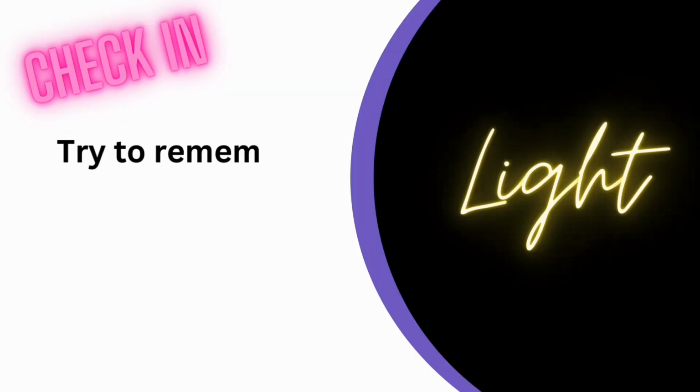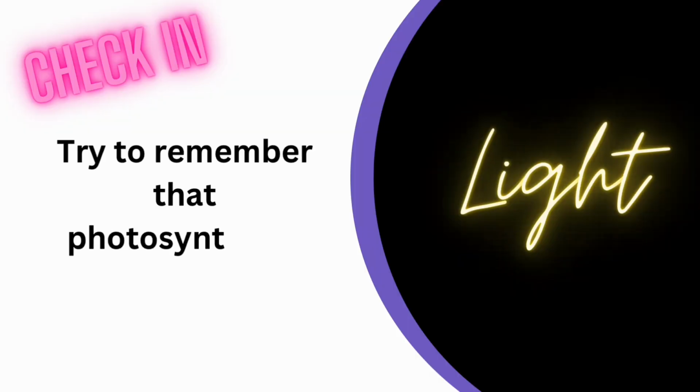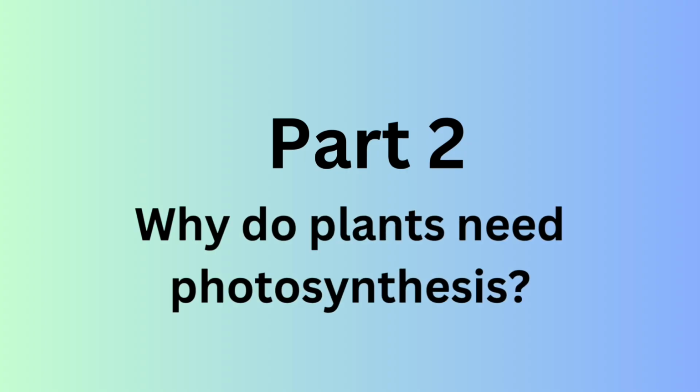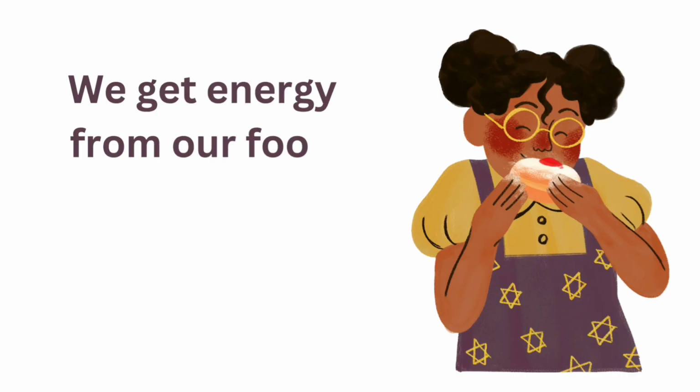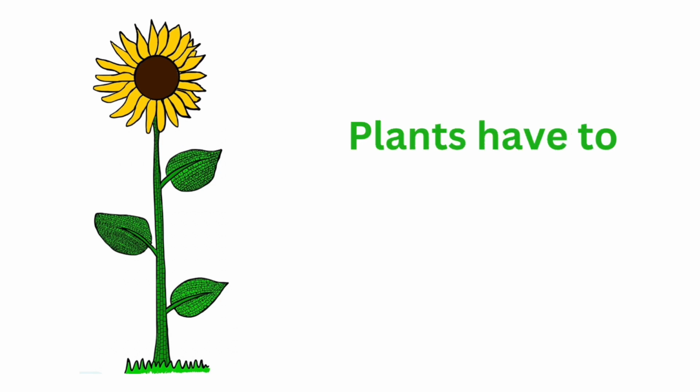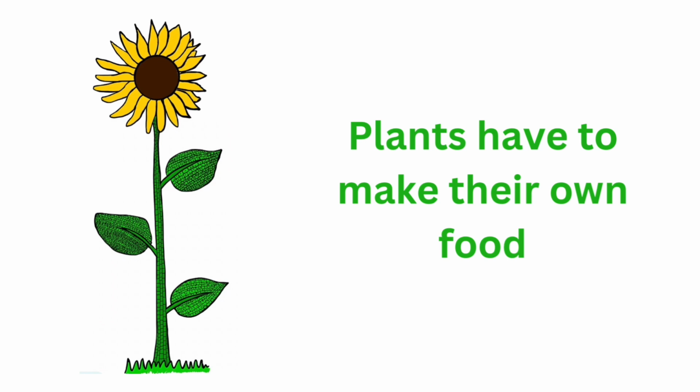So hopefully by now you can remember one key fact, and that is that photosynthesis needs light. In the next part of the video, we'll look at why plants need to do photosynthesis. As we've discussed in previous videos, we get our energy from our food. But I'm guessing you've never seen a plant at McDonald's. So because plants don't eat food, they have to make their own.